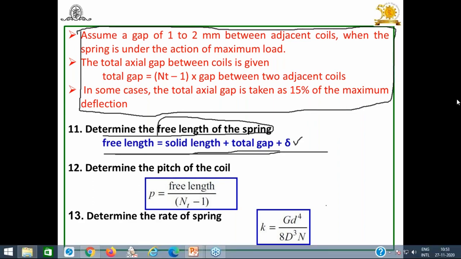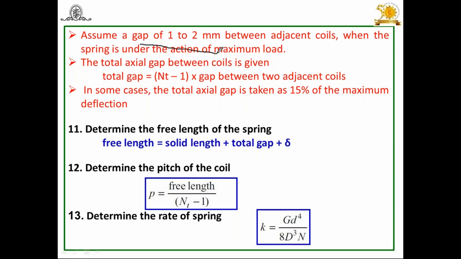Once again, I would like to discuss today the assumed gap of 1 to 2 mm between adjacent coils. Adjacent coil means this is one turn and suppose this is the second one. So what is the gap here? Maybe 1 to 2 mm, try to understand. But in some of the books, it's written 0.5 to 2 mm. But as per my knowledge, you can take between 1 to 2 mm, no problem.